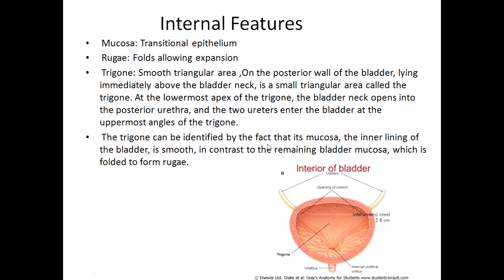The trigone can be identified by the fact that its mucosa, the inner lining of the bladder, is smooth, in contrast to the remaining bladder mucosa, which is folded to form rugae. As I mentioned earlier, the trigone is identified by its smooth surface, whereas the other parts of the bladder internally are folded, representing rugae. These are the main important features. If asked, you have to mention the mucosa as transitional epithelium and the special features, rugae and trigone.